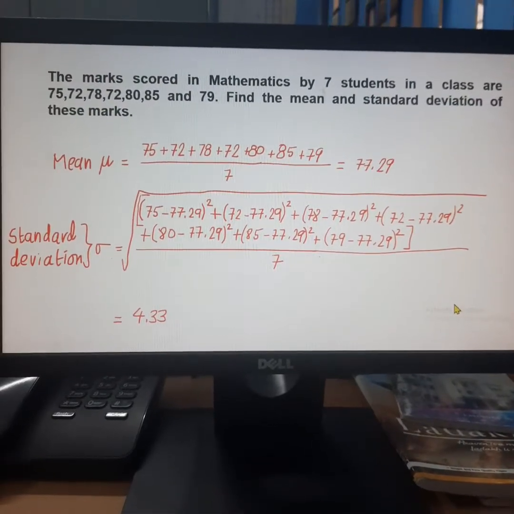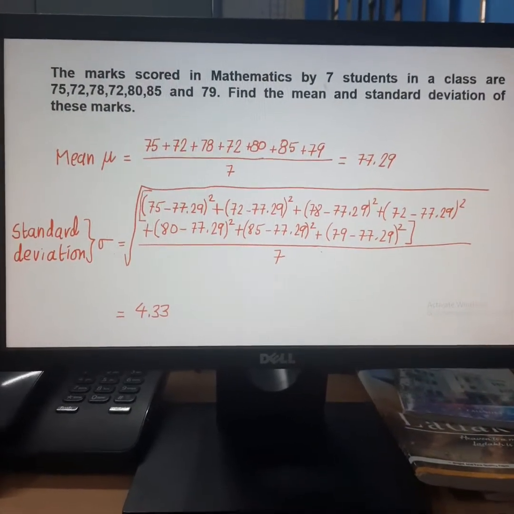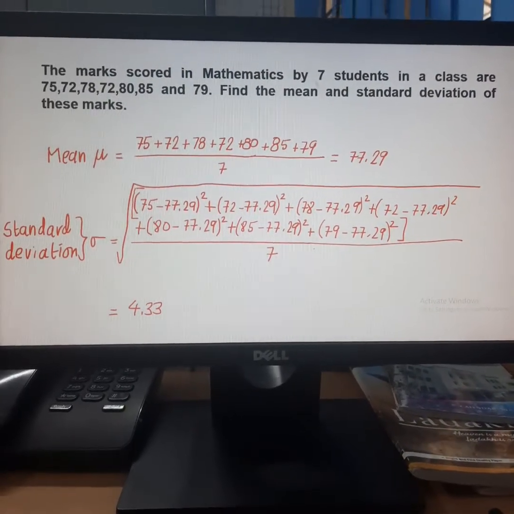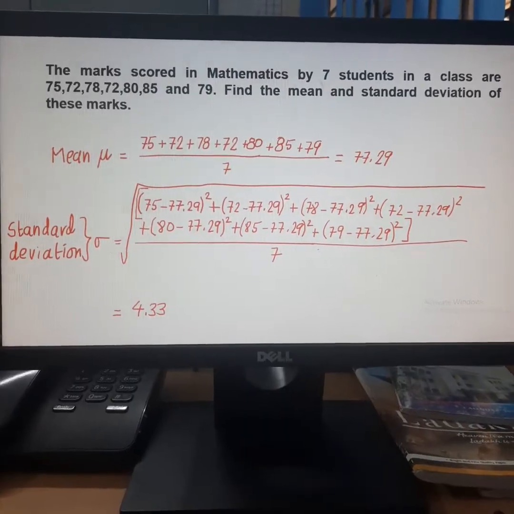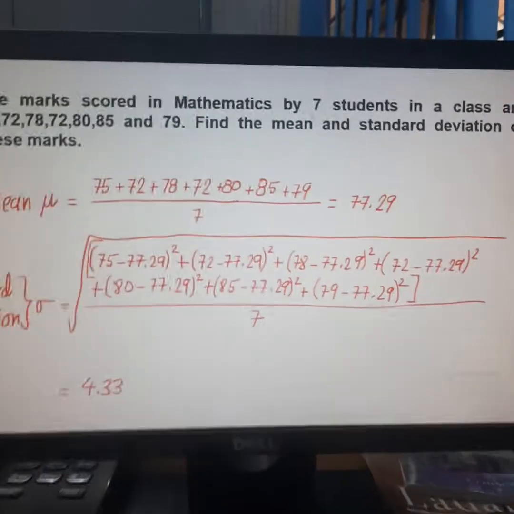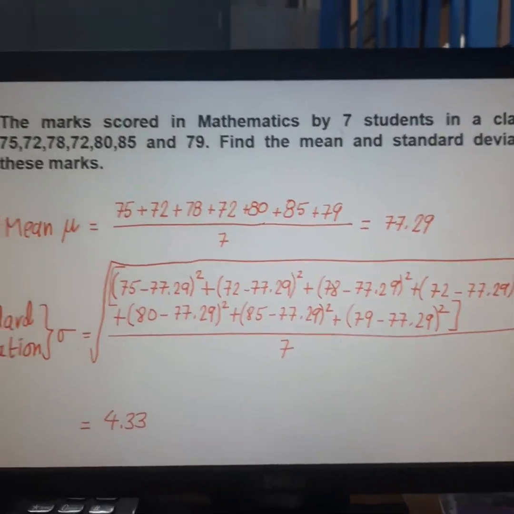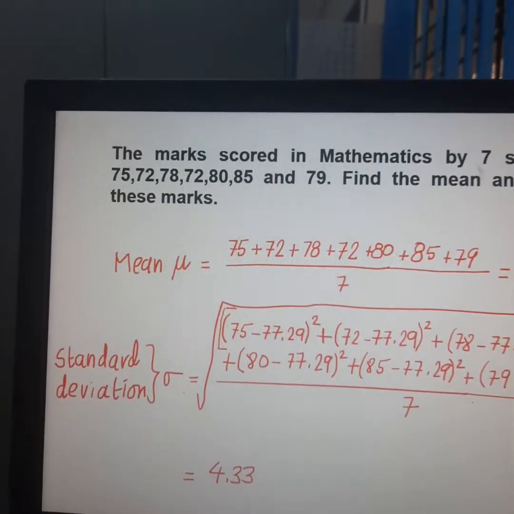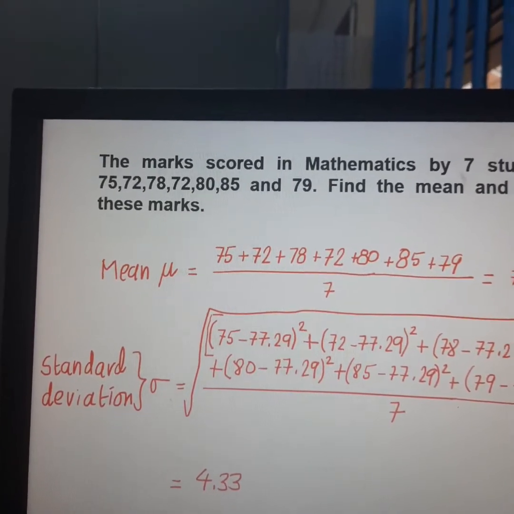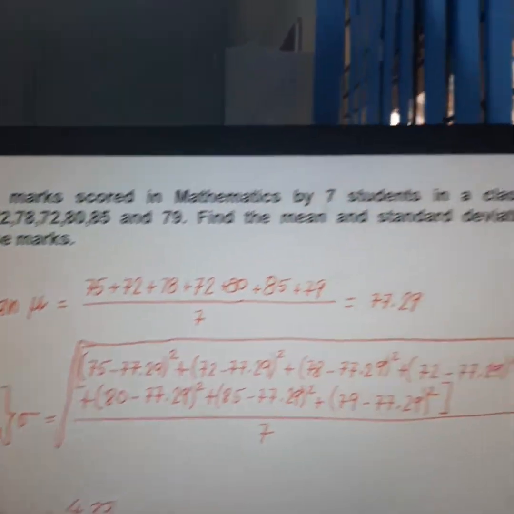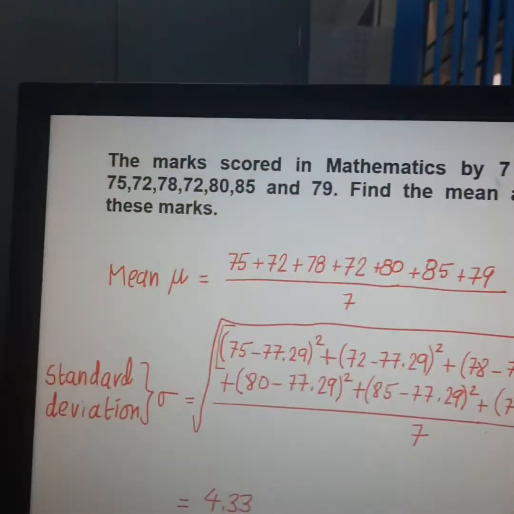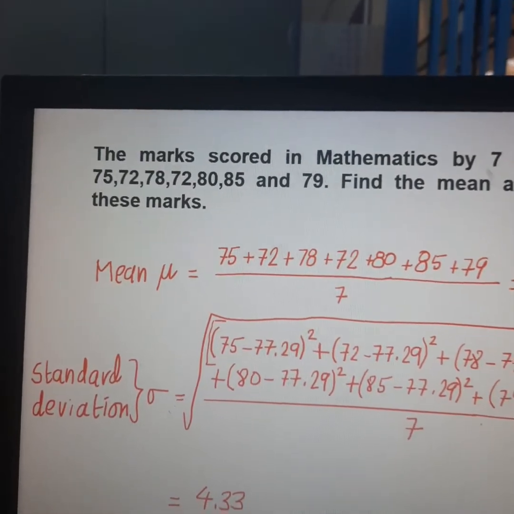Students, I am going to discuss process capability in this session. Let me explain with the help of an example. The marks scored in mathematics by 7 students in a class are 75, 72, 78, 72, 80, 85 and 79. Find the mean and standard deviation of these marks.